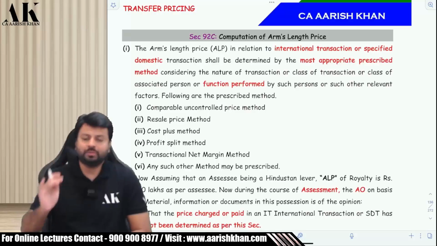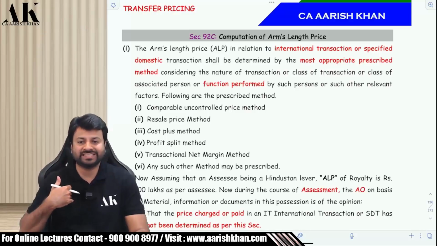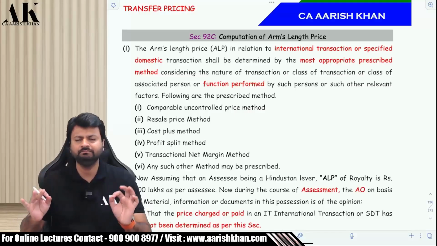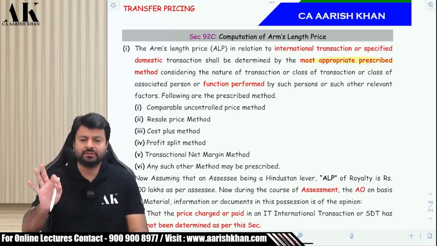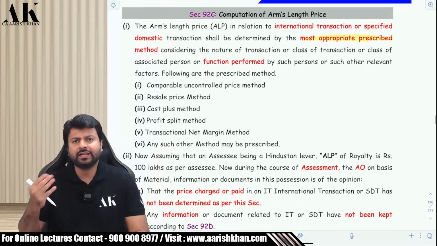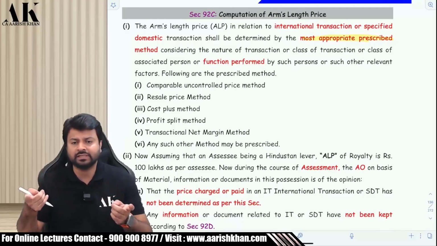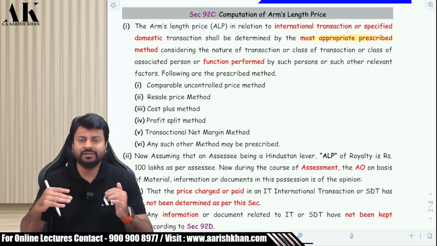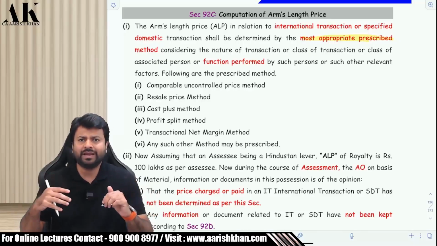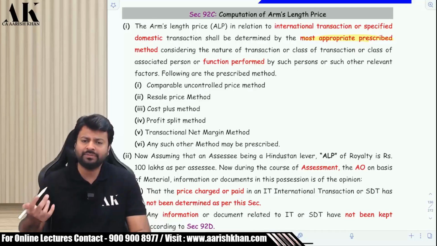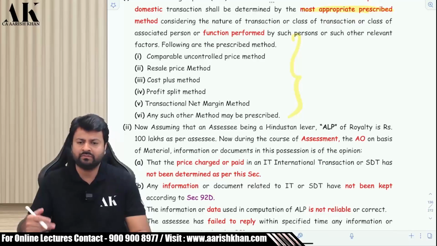So now let's talk about computation of arm's length price. Who will compute the arm's length price first? It will be computed by the assessee. How will they compute? They will compute as per the most appropriate method. How will they come to know what is the most appropriate method? They will come to know by the nature of the transaction, the class of transaction, the functions performed by the assessee, and the risk assumed by the assessee. All these factors they have to keep in mind and check which method is best. How many methods are there? These are the 6 methods which you can see in front of you. We'll be talking about all of them one by one in a while.